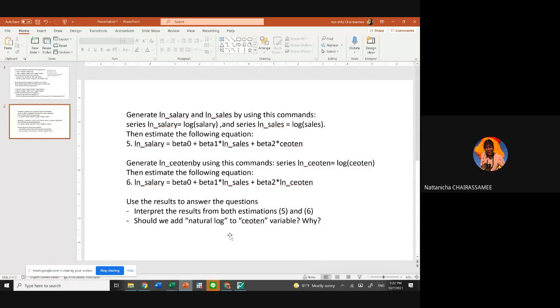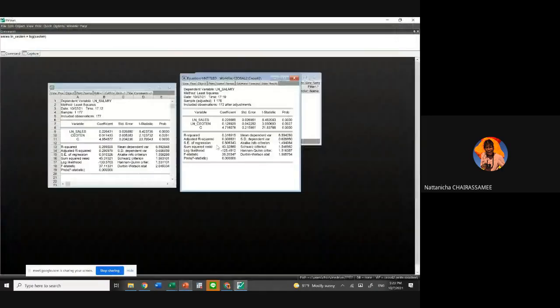Should we? No. Why? Because some values cannot be defined in log form. Yeah, you're right. So actually we shouldn't transform this variable into natural log form, because first, you will have some missing data. It means that you cannot run regression for all of the observations that you have. Some observations will be missing from your regression.